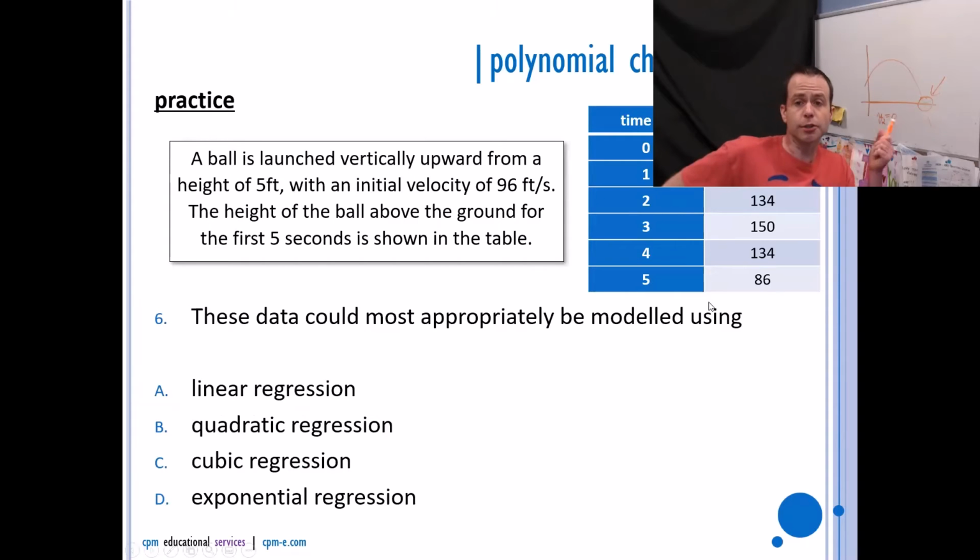A ball is launched vertically upward from a height of 5 feet with an initial velocity of 96 feet per second.